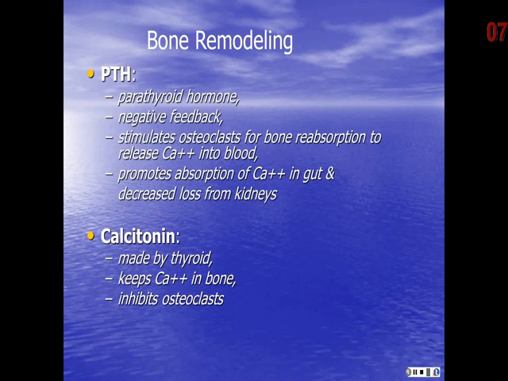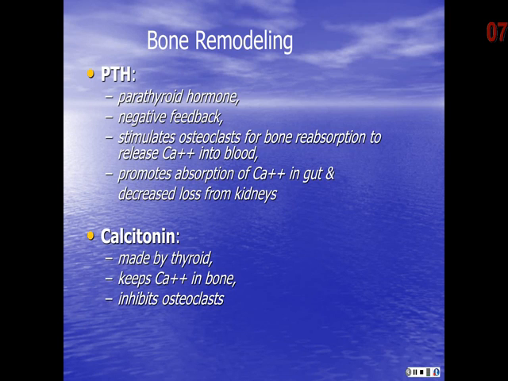Bone is dynamic and changes with the stresses put on the bone. We have several hormones that are involved in this process of bone remodeling. PTH, or parathyroid hormone, operates in a negative feedback loop to maintain blood calcium levels. If the blood calcium is too low, PTH stimulates the osteoclast to break down bone and release calcium into the bloodstream. This also promotes the absorption of calcium in the gut and decreases the loss of calcium in the kidney to increase the levels in the blood.